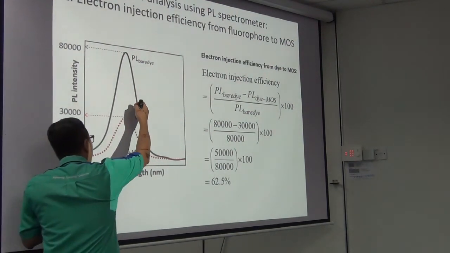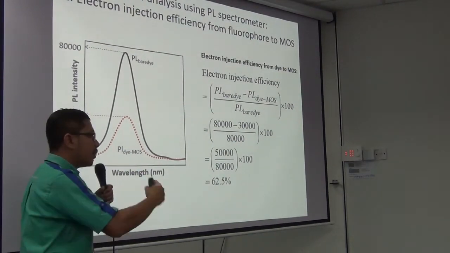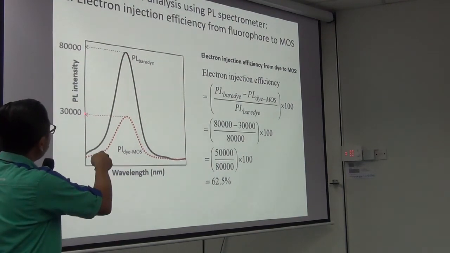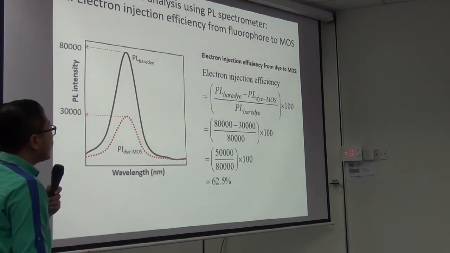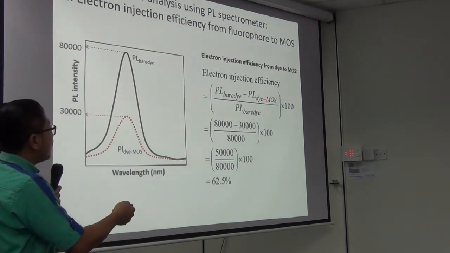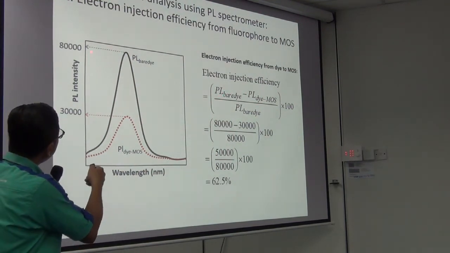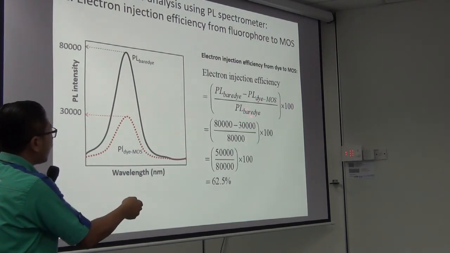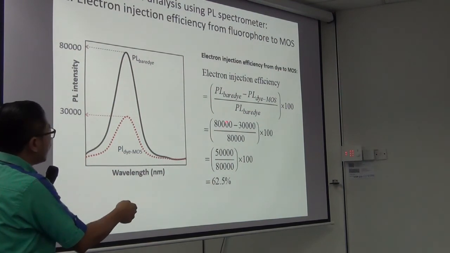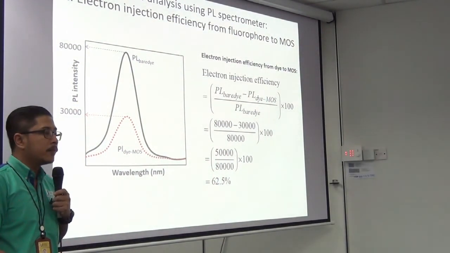This is PL for dye which has been fabricated onto the TiO2 or zinc oxide. So we just need to compare the intensity. This is 80,000, this is 30,000. How do we calculate the electron injection efficiency? It could be calculated using this equation. PL of bare dye, this one 80,000, minus PL of dye-MOS, this one 30,000, divided by PL of bare dye, which is 80,000. 80,000 minus 30,000 divided by 80,000 times 100, we get 62.5% electron injection efficiency.